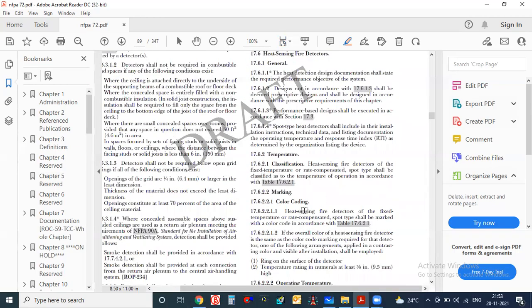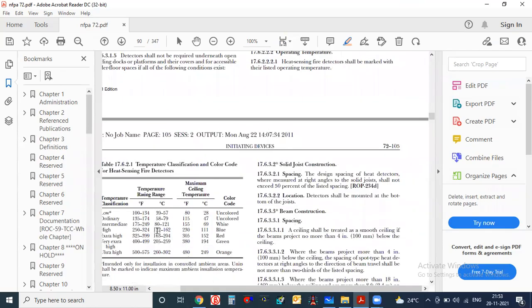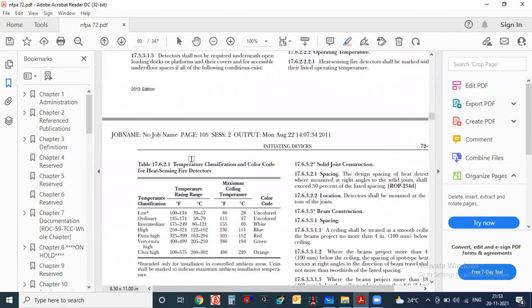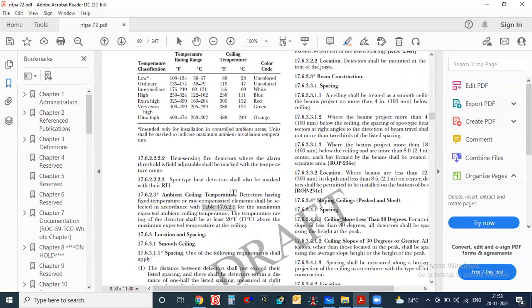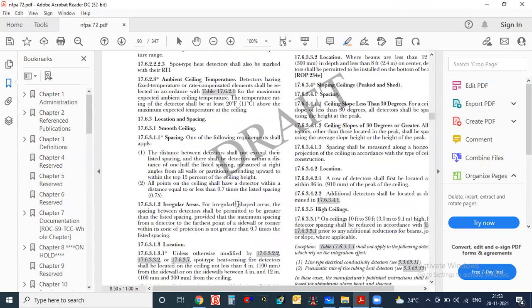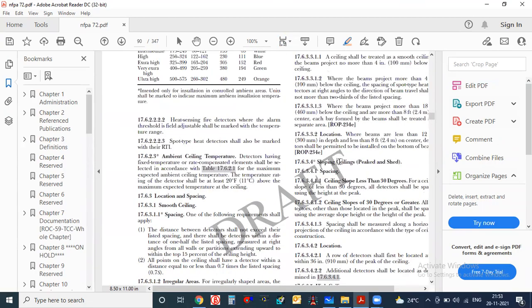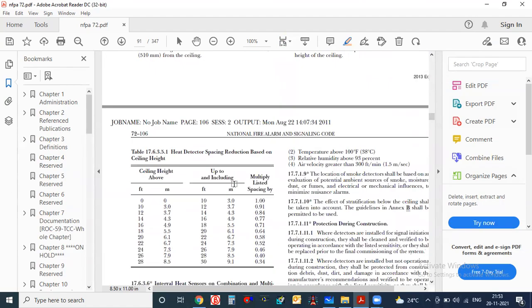And temperature ratings, okay, color coding, what is the operating temperature, these things are given here. Temperature classification and color code for heat sensing fire detector. This point is also a little bit important, it is well taken here. So what is the color coding for detectors, this is also given here. Ambient ceiling temperature and so on, okay. So these are certain clauses related with some detectors, like how to install in the ceiling and all. So those things you can check here.